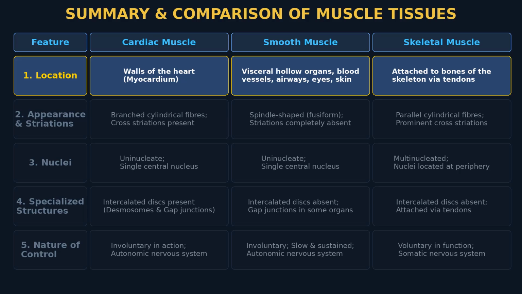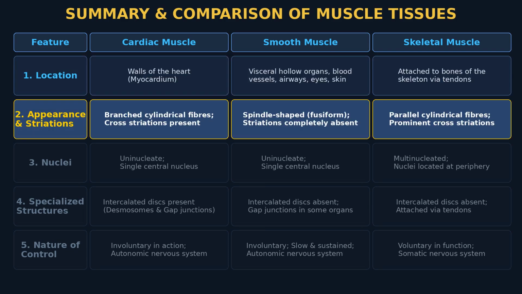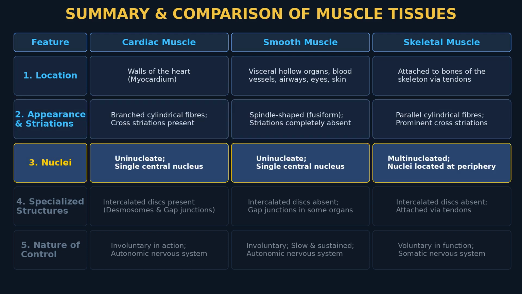To fully master the histology of muscular tissue, let us summarize the essential differences across the three types. First, regarding location, cardiac muscle is exclusive to the heart wall. Smooth muscle is located in visceral hollow organs and blood vessels, and skeletal muscle is attached to the skeleton. Second, looking at cellular appearance, cardiac fibers are branched and striated, smooth fibers are spindle-shaped and unstriated, while skeletal fibers are parallel, cylindrical, and heavily striated.